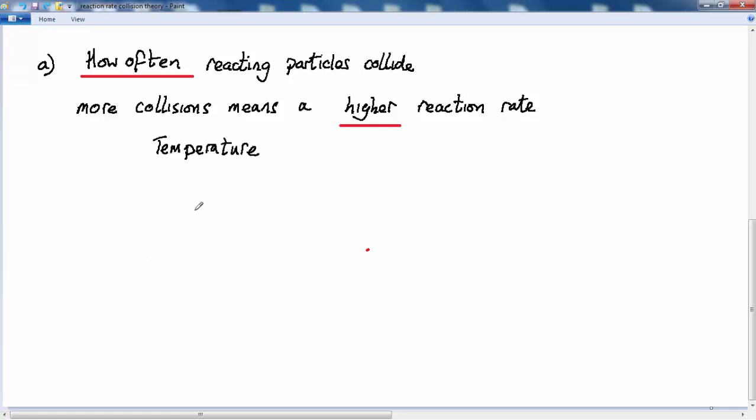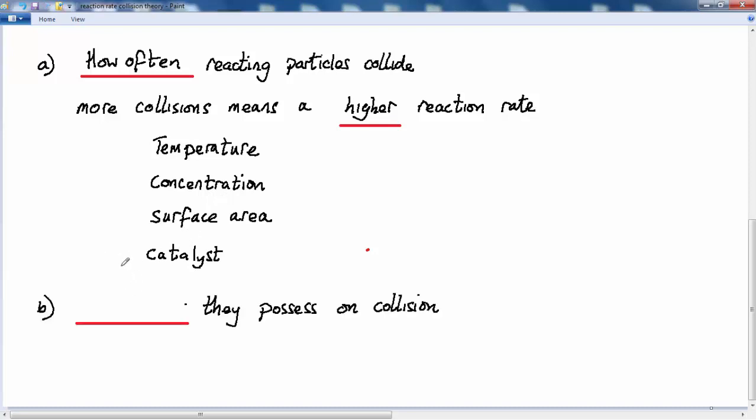So the first factor is the temperature of the reactants. That's going to affect how fast the particles are moving and therefore the number of collisions which occur per second. Next is the concentration of the reactants, if we're talking about, for example, a solution, or the pressure of the reactants if we're talking about gases. Next is the surface area of the reactants involved, and finally whether or not we're using a catalyst. So all four of these factors will affect how often a collision takes place.